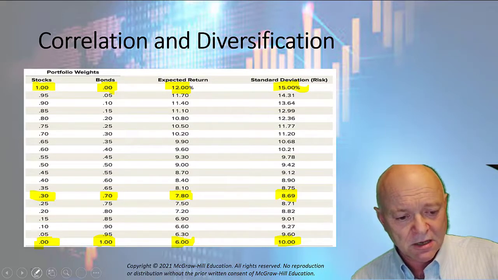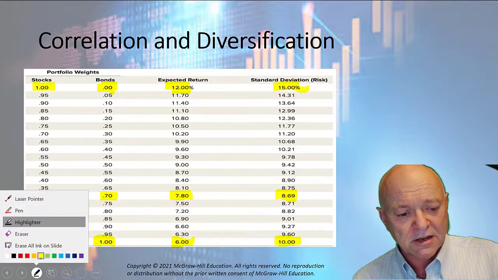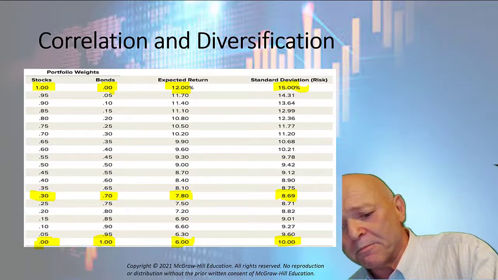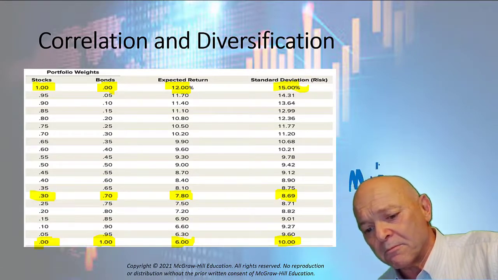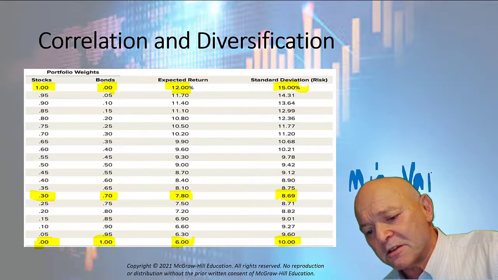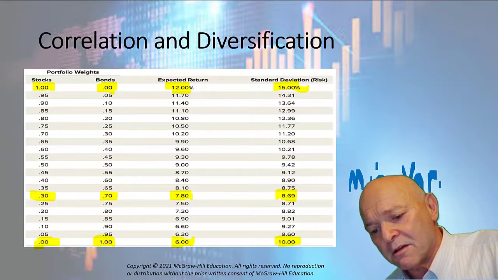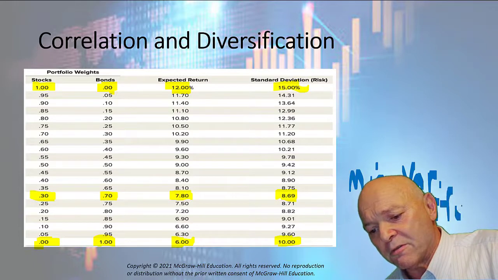And that is important because we describe that as the minimum variance portfolio. Let me just write that down here just to remind myself. Minimum variance portfolio.